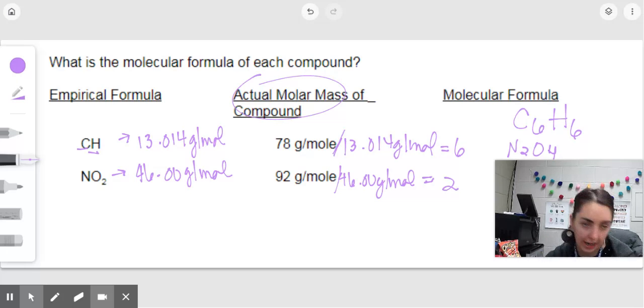But just to recap one more time, you add up the molar mass of the empirical. You do the actual molar mass divided by the empirical molar mass. And whatever that comes out to be, you multiply your empirical formula by that. And that's how you get the molecular formula.